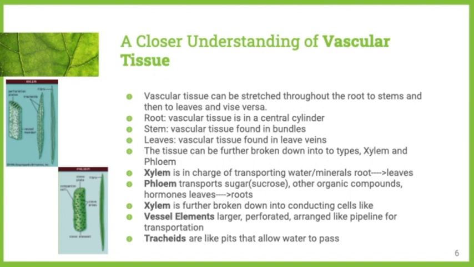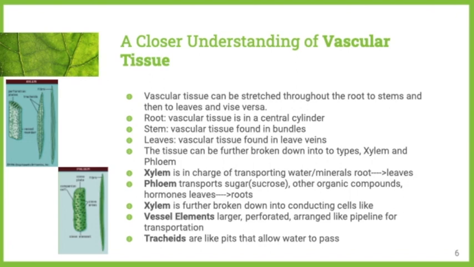So the tissue can be further broken down into the types of xylem and phloem. Xylem is in charge of transporting water and minerals from the root to the leaves, and phloem is in charge of transporting sugar or sucrose and other organic compounds from the leaves to the roots.